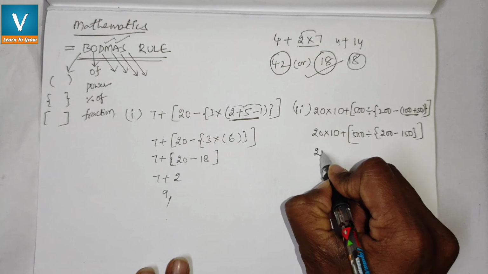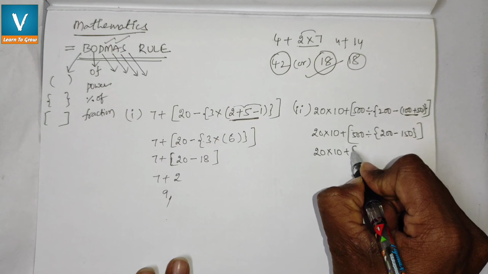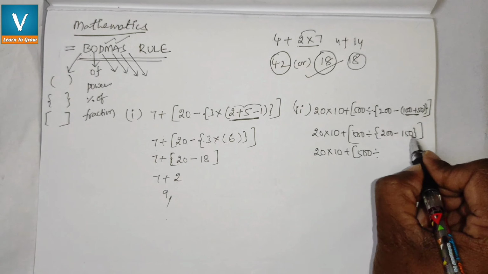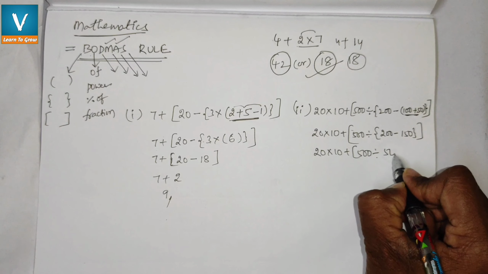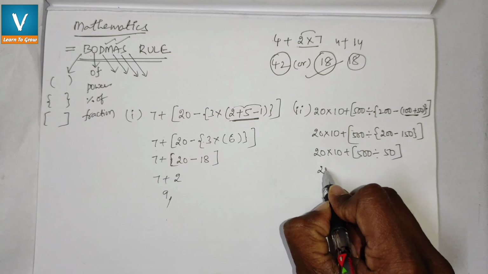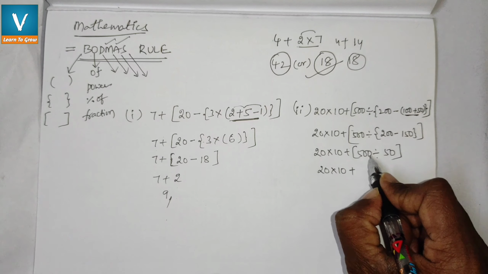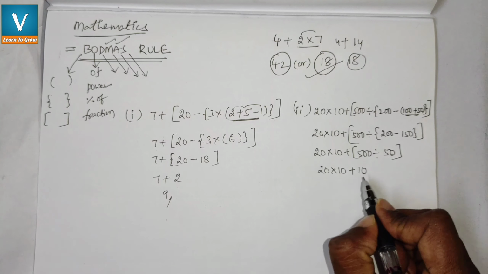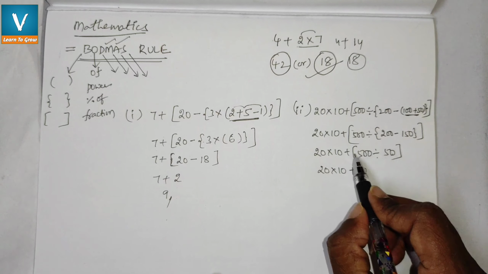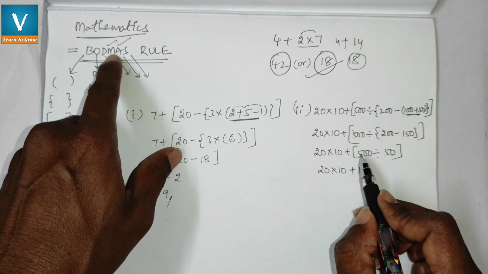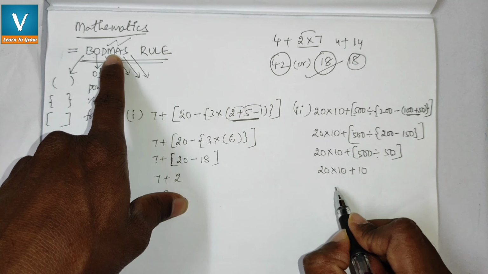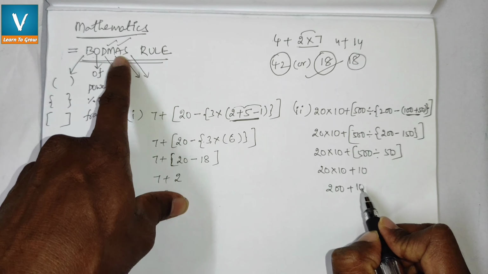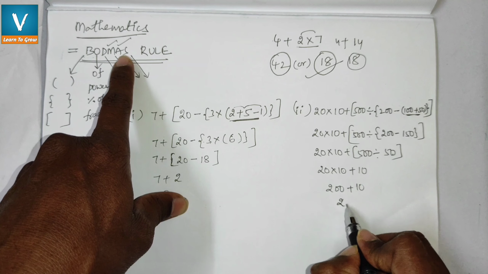Now second step: again 20 into 10 plus 500 divided by, now what do we have to perform? The curly brackets. 200 minus 150 is 50. Now 20 into 10 plus 500 divided by 50, how much? 50 tens are 500, so 10 will come. Now we have completed the brackets. After brackets, what do we have to do? Multiplication. 20 tens are 200, plus 10. Now we have to perform the addition. 200 plus 10 is 210.